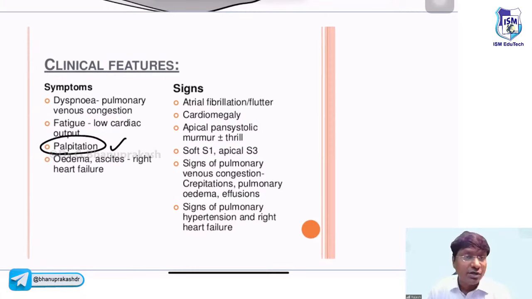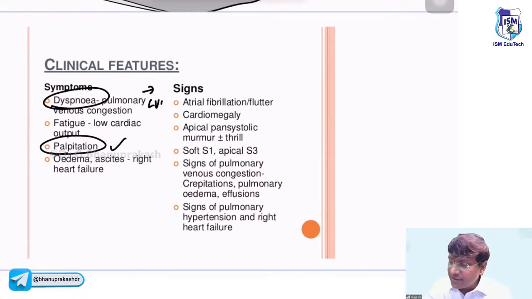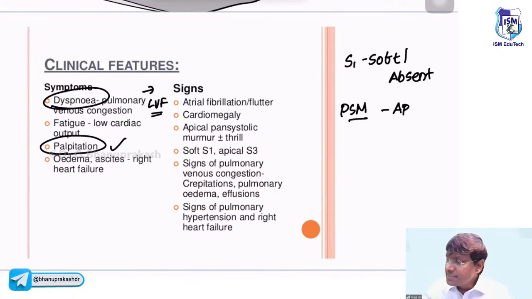Followed by that, once left ventricular failure develops, they develop dyspnea. And a very important auscultatory finding in patients with MR is that the S1 will be soft or absent. Followed by that, they have the pan-systolic murmur, heard at the apex. And once they enter a state of left ventricular failure, you will hear the third heart sound and even the fourth heart sound in patients with mitral regurgitation.